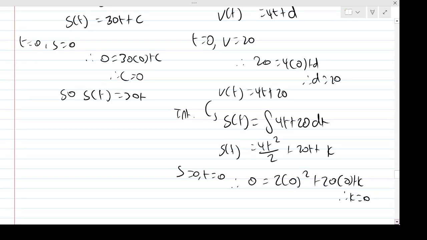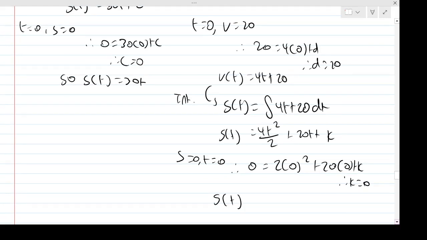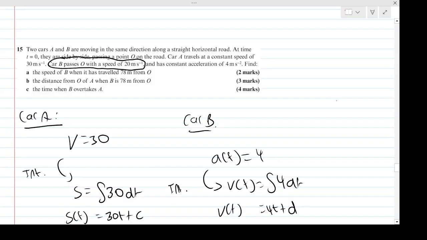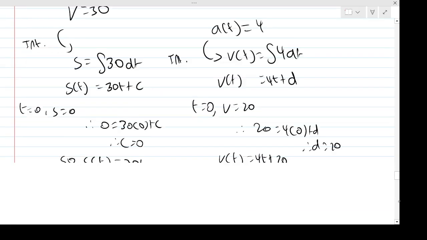So that means my displacement function specifically is 2t squared plus 20t. And that's for B, okay? So now I've worked all that out, it might take a bit long to set that up, but now the question follows quite simply, because now for part A, it wants me to find the speed of B when it's travelled 78 metres from O. Well, actually, that means if it's travelled 78 metres, S has to be 78, right?